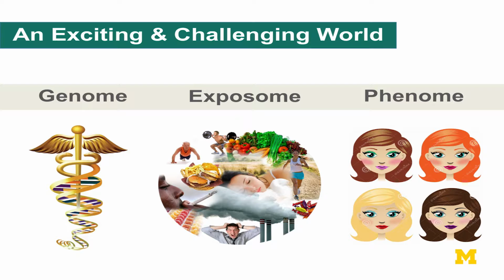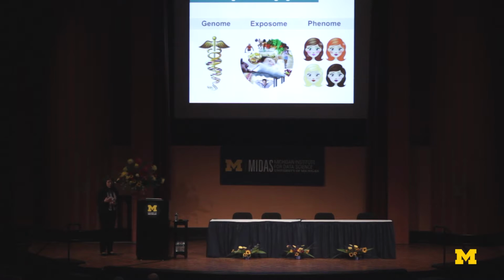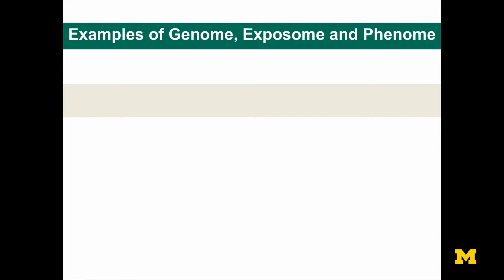One is the genome, and in particular I'll discuss the whole genome sequencing data. Secondly is the exposome. In the old traditional epidemiological study, one measures a small number of exposures, but now one can measure a spectrum of exposures, for example, a large number of metals, or air pollution measured using satellites. And the third is massive phenotype data, for example, the electronic medical record.